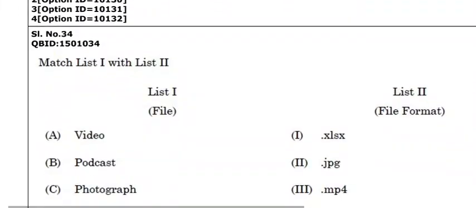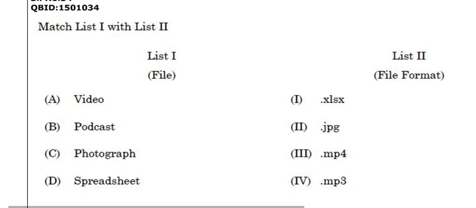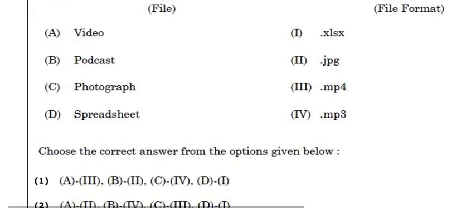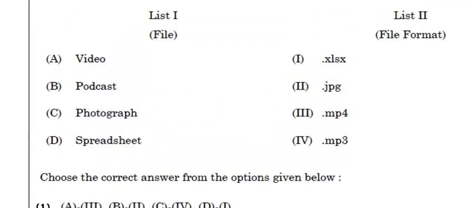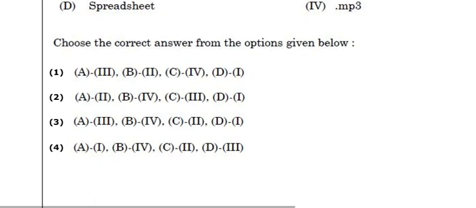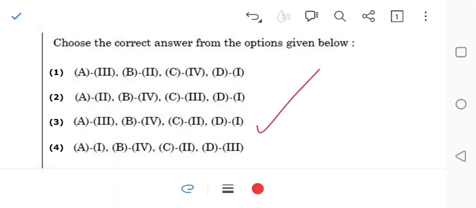Similarly, number 34. 34 says match list 1 with list 2. In list 1 we have file, in list 2 we have file format. List 1 says video, podcast, photograph, spreadsheet. List 2 file format: .xlsx, .jpg, .mp4, .mp3. Now these are the options as you have seen. Let me give the correct option. Correct option will be A related to 3, B4, C2, D1.